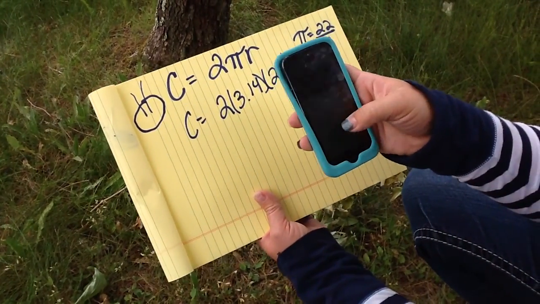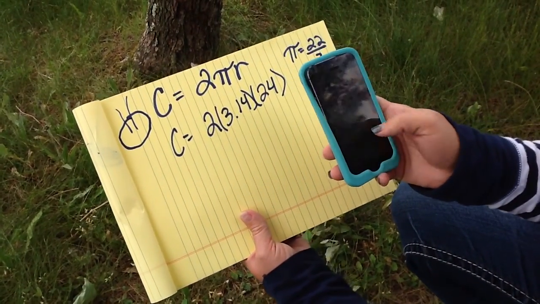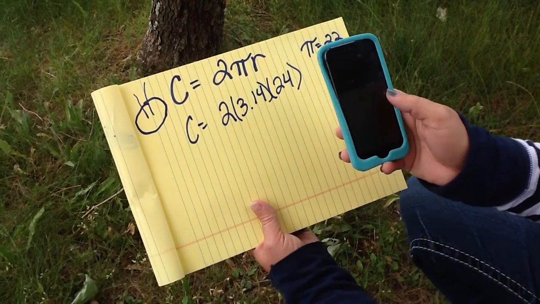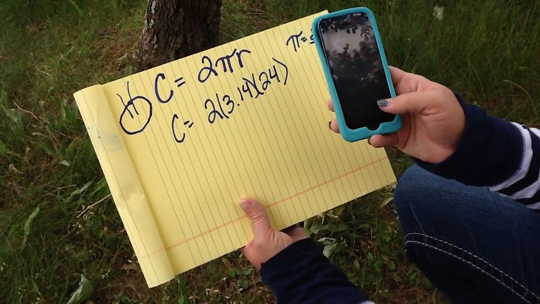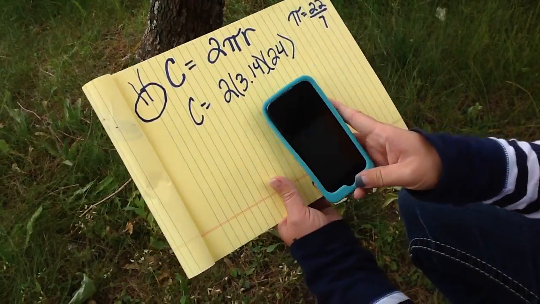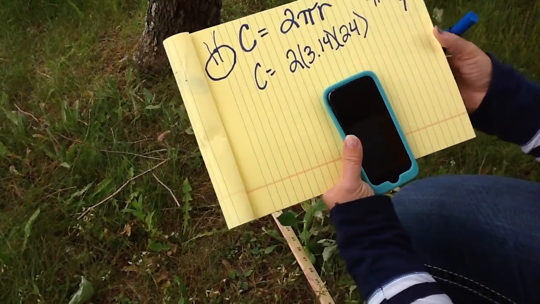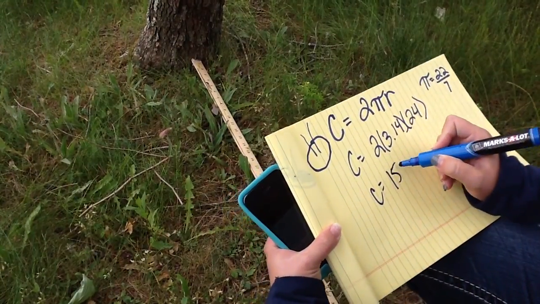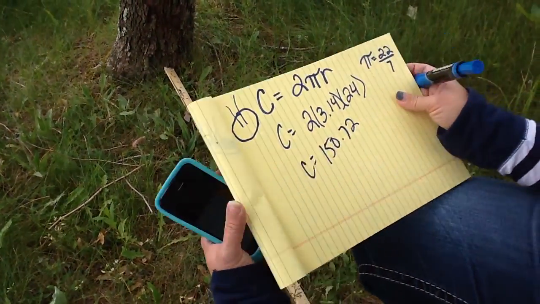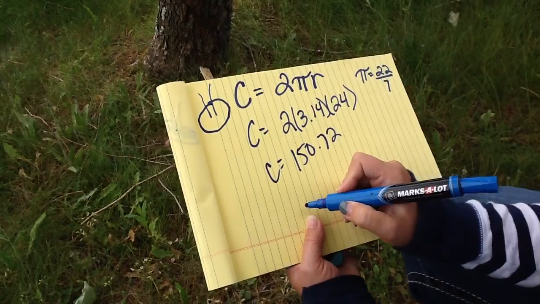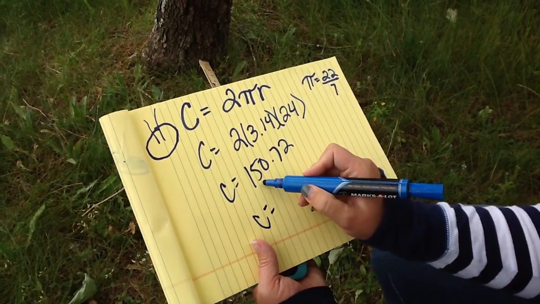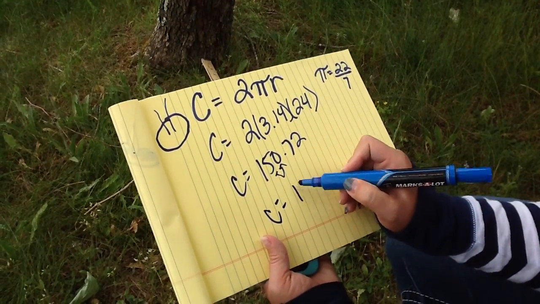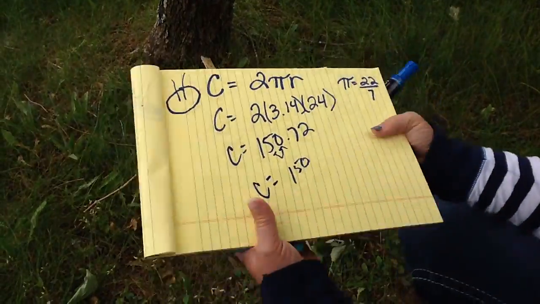Oops. And we're going to do 2 times 3.14 times 24. 150.72 is my circumference. So circumference equals 150.72. And again, remember guys, use your calculators. This doesn't have to be all in your head. So if I wanted to round it to the nearest 10 as well, it'd be 150, right?